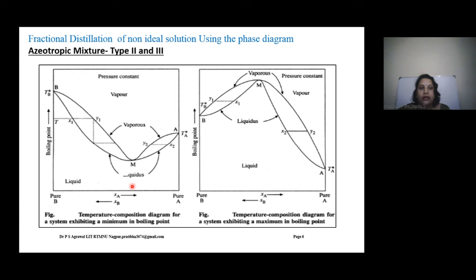This is supported by the solution at point M, which is really a mixture of two liquids and not a liquid containing only one component. It is a mixture of two liquids. Thus, compound formation at point M is excluded here.